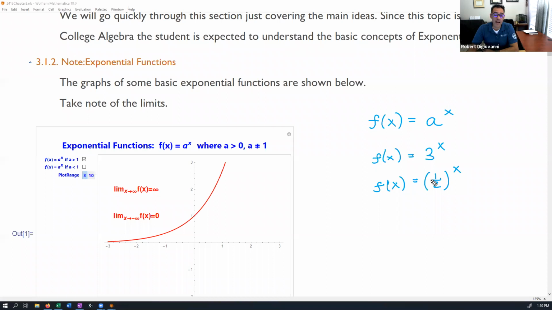And when we graph these, they have a very, very special look to them. So you remember exponential functions from college algebra, that they look like this? Yeah. Remember that kind of shape?